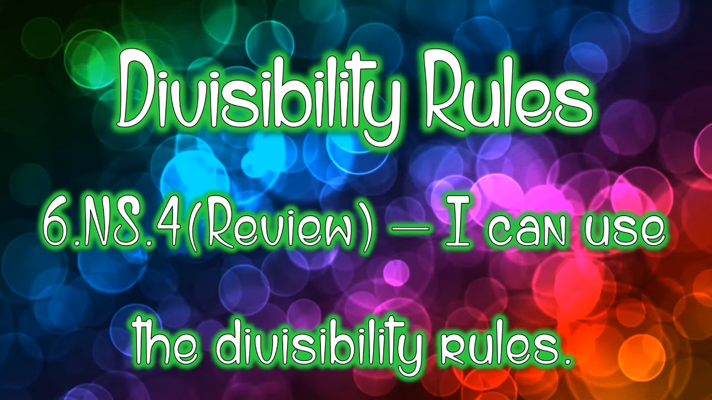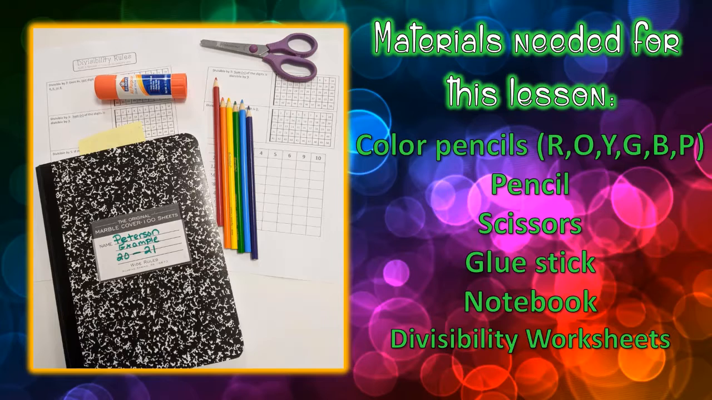Today's lesson is on divisibility rules, and it's a review of the 6th grade number sense standard number 4, and our I can statement is I can use the divisibility rules. The materials you'll need for today's lesson are your red, orange, yellow, green, blue, and purple color pencil, your regular pencil, a pair of scissors, a glue stick, your math notebook, and the divisibility worksheets.